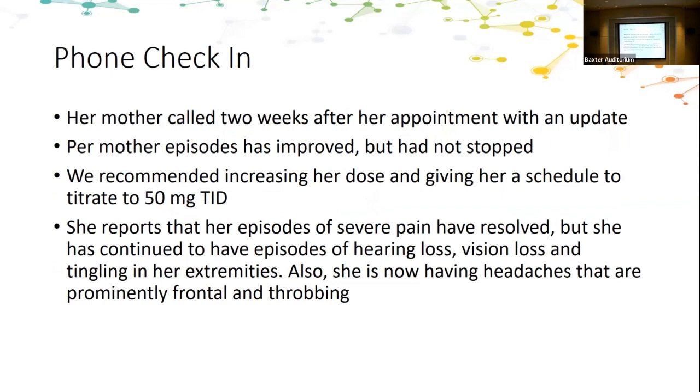Episodes had improved, but had not stopped. So we increased her dose up to 50 milligrams TID. And if you remember the cohort, the average total indomethacin dose from the cohort that I reported was 150 milligrams daily total. And she reported that her episodes of severe eye pain had resolved, but she had continued to have some changes in hearing and changes in vision and tingling, and now having headaches that had transitioned a little bit more to this frontal and throbbing.